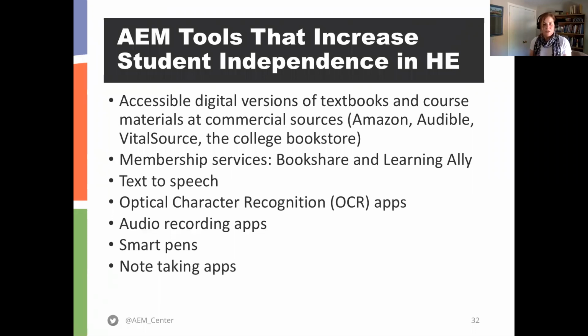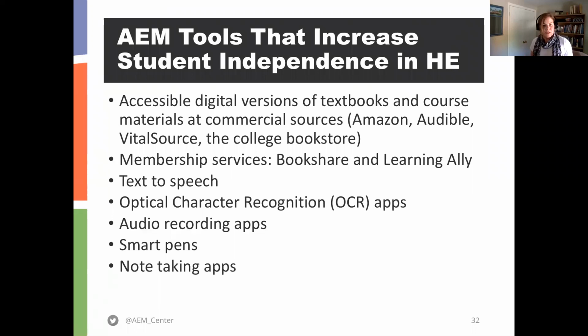And also the college bookstore will have digital versions of textbooks. Not all of them are going to be accessible to all students. It depends on what the student's needs are and if the ebook reader has the supports that the student needs. But in my experience, a lot of the digital books that are available commercially do have the built-in supports that a lot of students need. So it's worth exploring before students move on to higher ed.